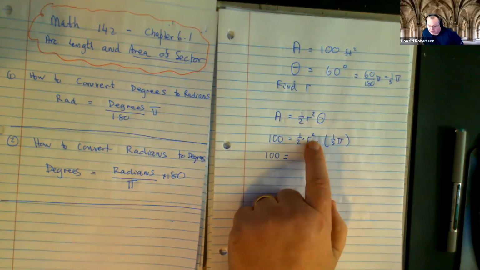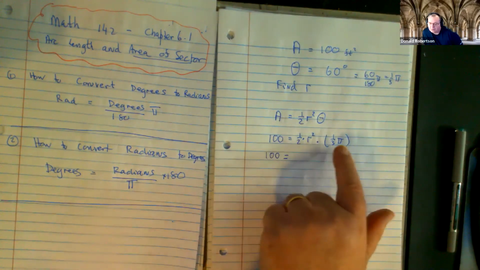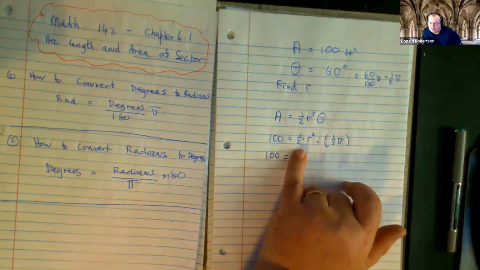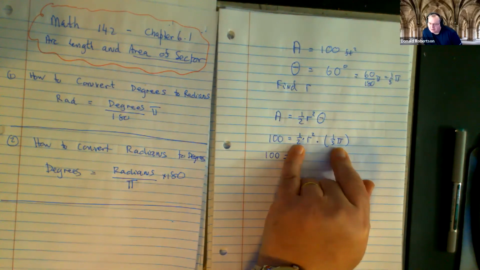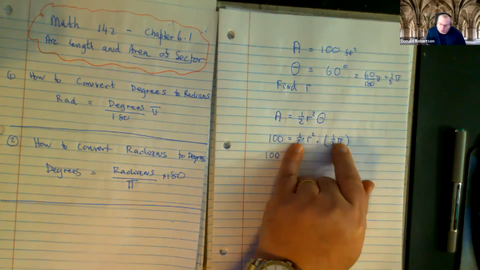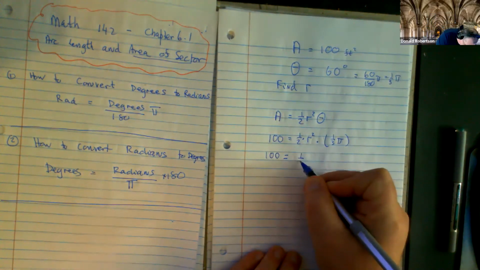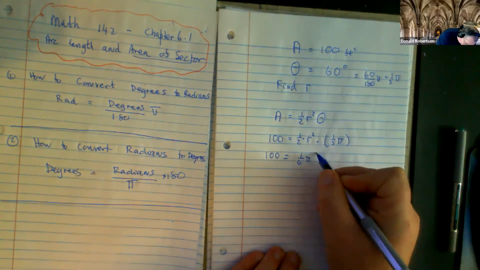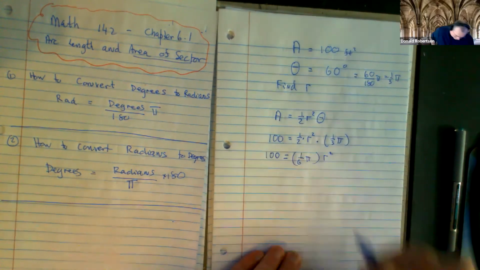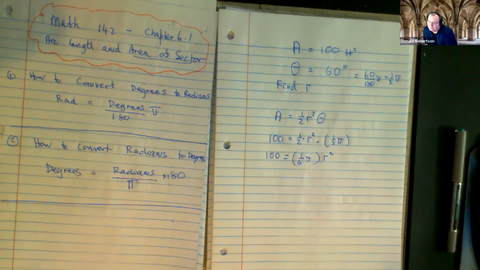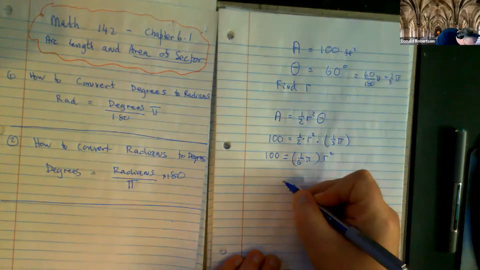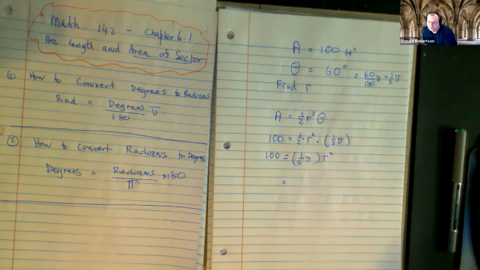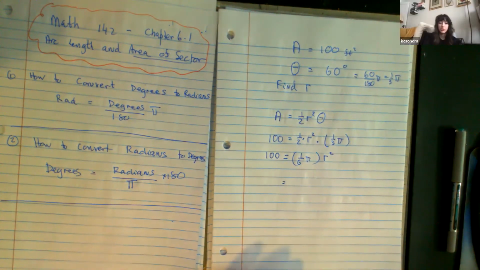Eventually, I'm going to find r, but before I do that, shouldn't I tidy some things up? I have a half and a 1/3 pi. If you take a half and you multiply it by 1/3 pi, are we comfortable with a 1/6 pi, little bracket for emphasis, r squared? Are you comfortable with that? Okay, now tell me what to do next to both sides. Divide by the 1/6 pi and take the square root.